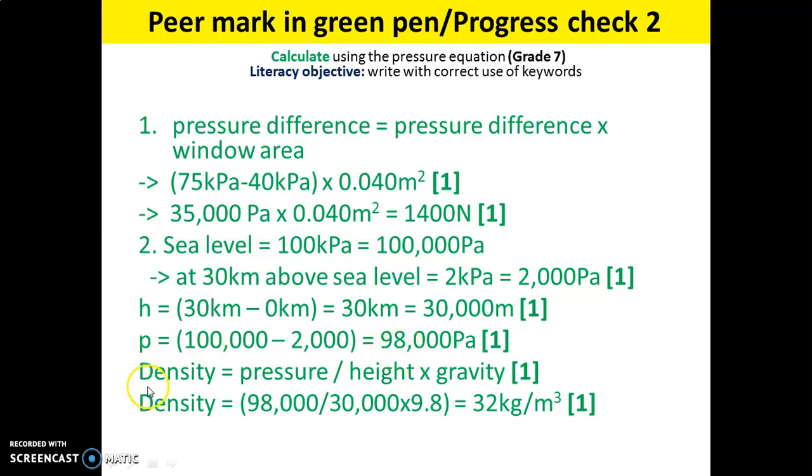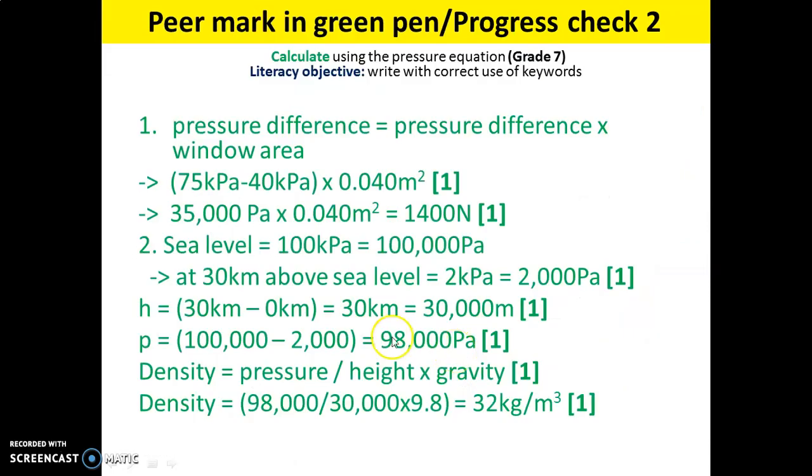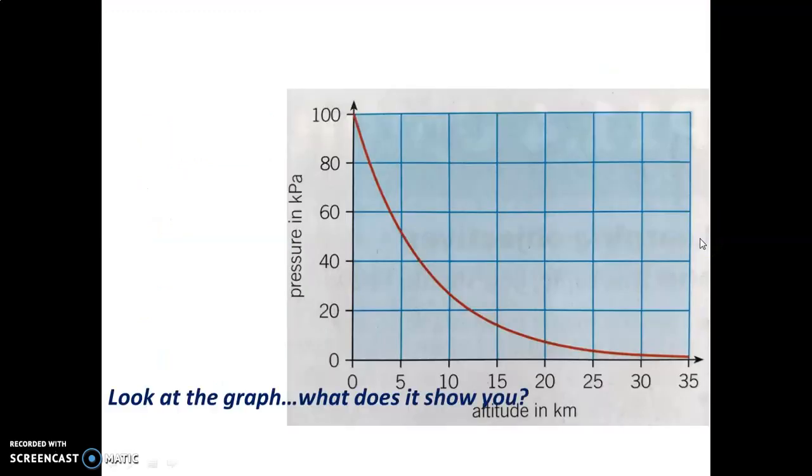And now to work out density, you rearrange the formula, this formula here, to make density the subject of the formula, and that would be pressure. That would be density equals pressure divided by height times gravity for mark number 4. Put the numbers in, 98,000 divided by 30,000, your height, which is 30,000 meters, multiplied by the force of gravity, 9.8, and that would give you a density of 32 kilograms per meters cubed. And that's your final answer. Make the corrections that you need to make. That is your second objective, and now we're going to move on.